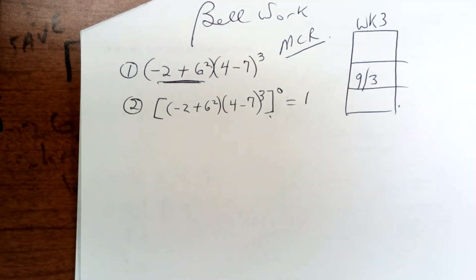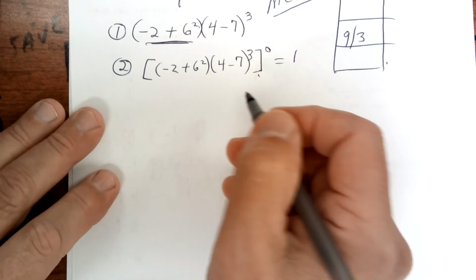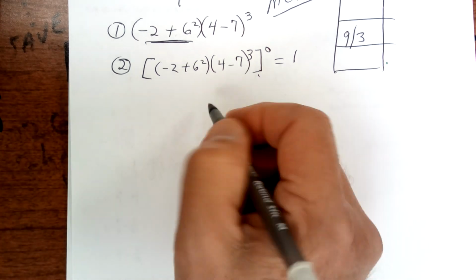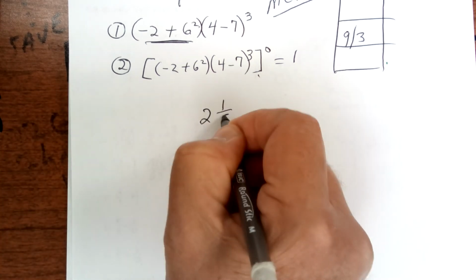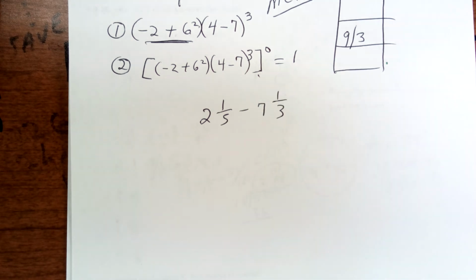All right, I'm going to give you one more to try, and then I'm going to give you your work. So what I want you to do is work this one. So put 2 and 1/5 minus 7 and 1/3. Copy that down. All right, go ahead and work that one.